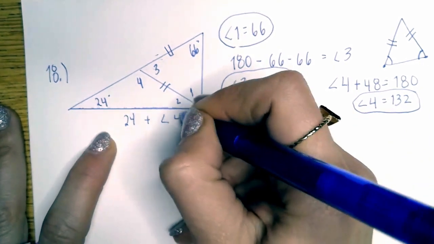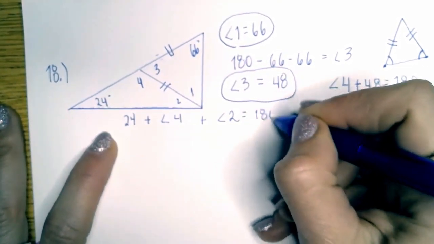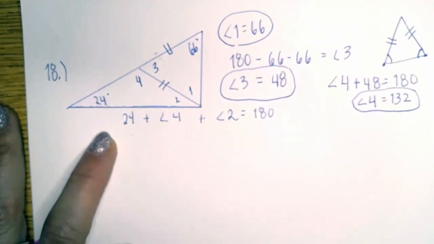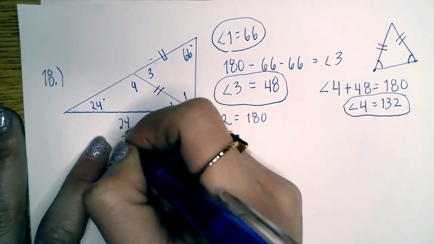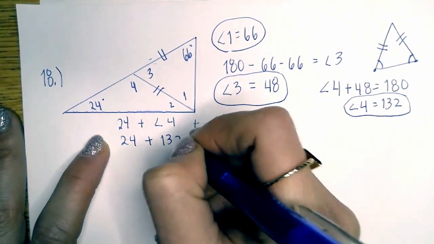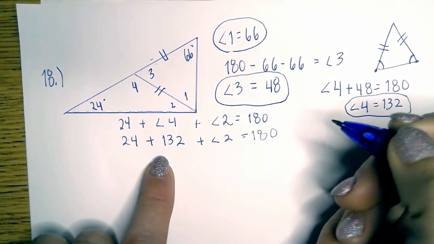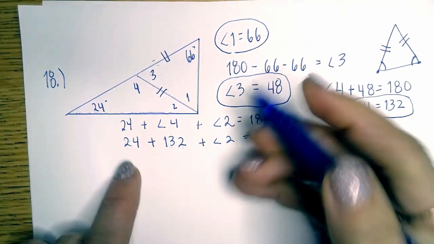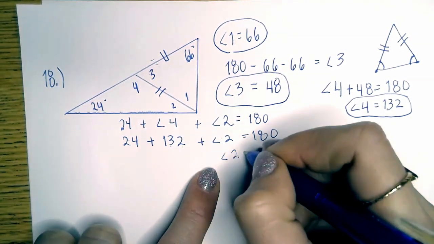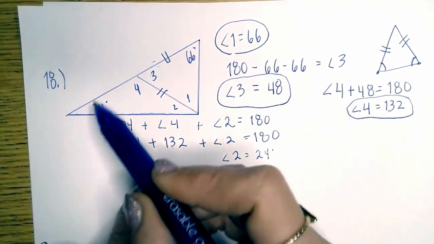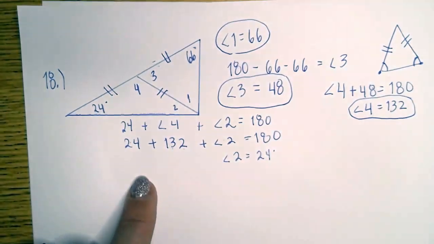24 plus angle 4 plus angle 2 should equal 180. We have angle 4 is 132, right? So 24 plus 132 plus angle 2 is 180, showing my work. 24 and 132 is 156, subtracted over, angle 2 is equal to 24 degrees. Then we can say that that's congruent, right?